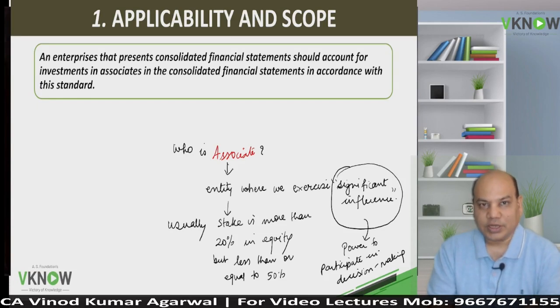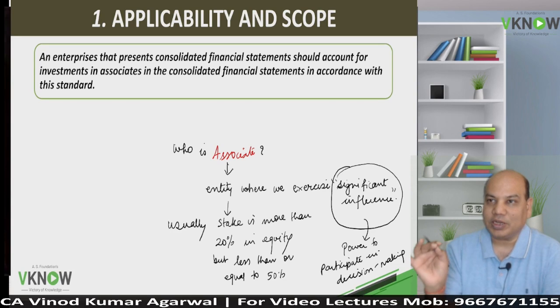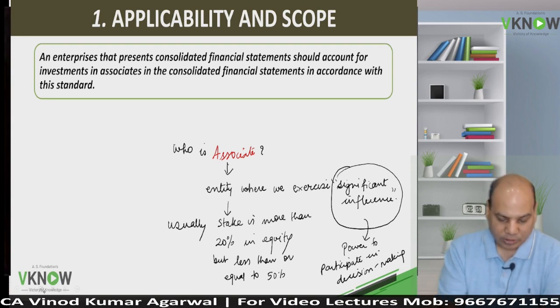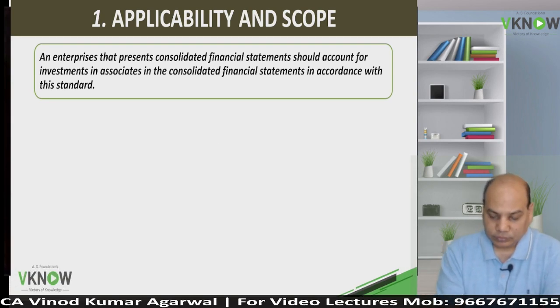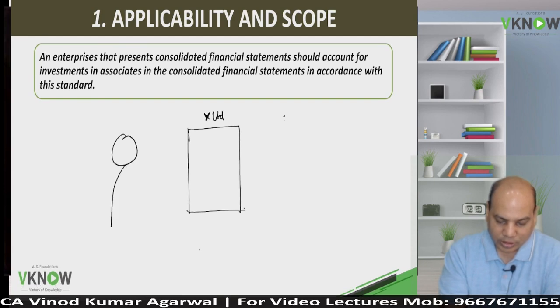Okay, so associate means entities over which we have significant influence, where we usually hold 20% or more share in the voting power, where we have the power to participate in their financial and operating policy decisions. So let us say this is an entity which we will call, for example, X Limited, and here you are an investor.